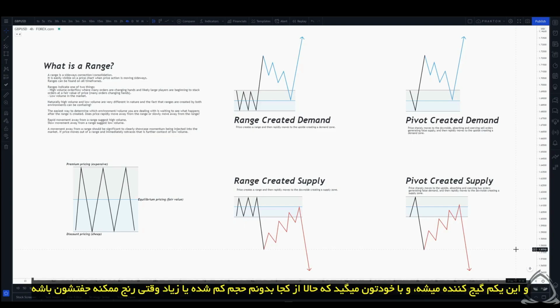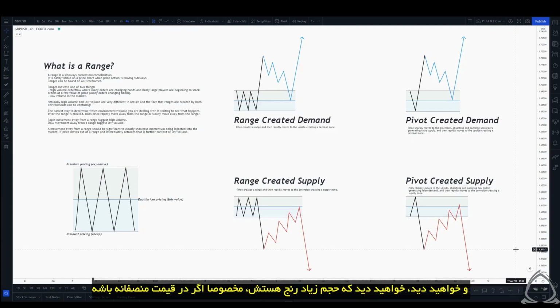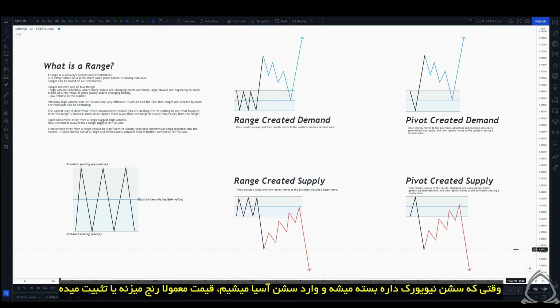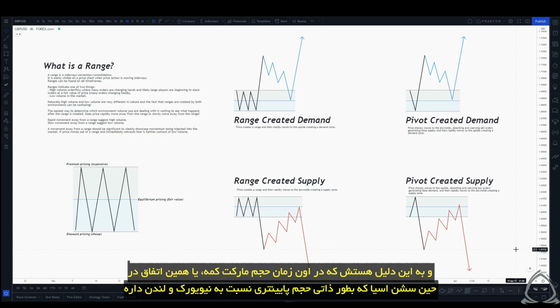I'm sure after me saying that, you go, well, how am I really going to know if it's high volume or low volume if ranges are both created by the same thing? And you'll see that. You'll see high volume tends to be a range, especially if it's at fair value. And low volume, if you see right as the New York session is closing and moving into the Asian session, price tends to range or consolidate, and that's because there's low volume at those market times.